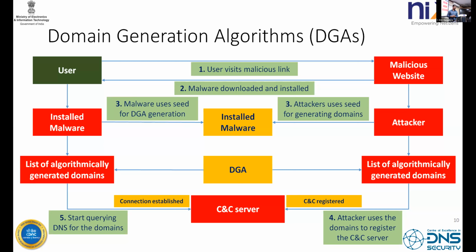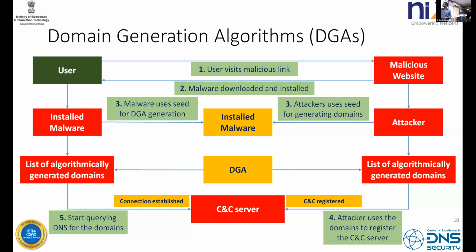A user visits a malicious website and a malware gets downloaded onto his machine, meaning his machine is now infected with a malware, and that malware has the capability of generating domain names at random, right? Okay. So the installed malware on the user's machine and the attacker here both have a seed in common.